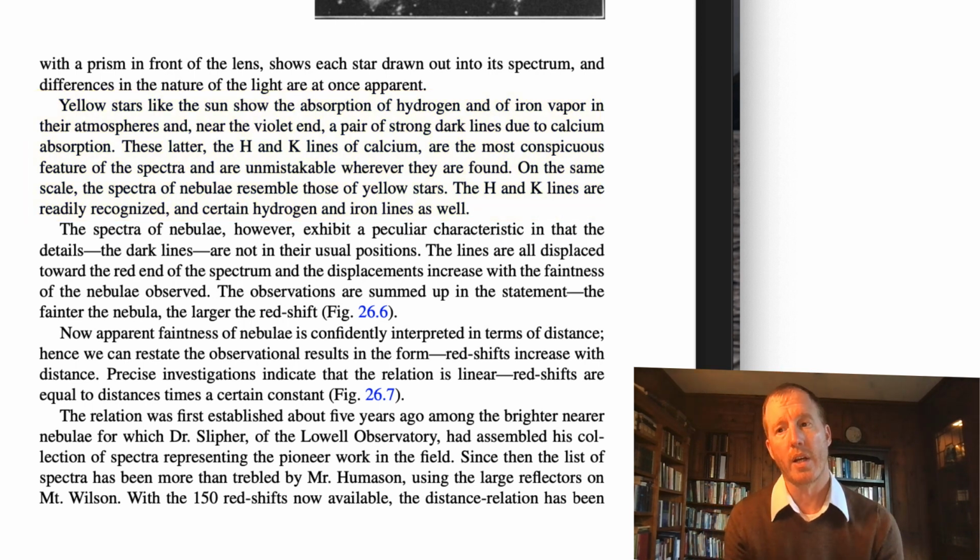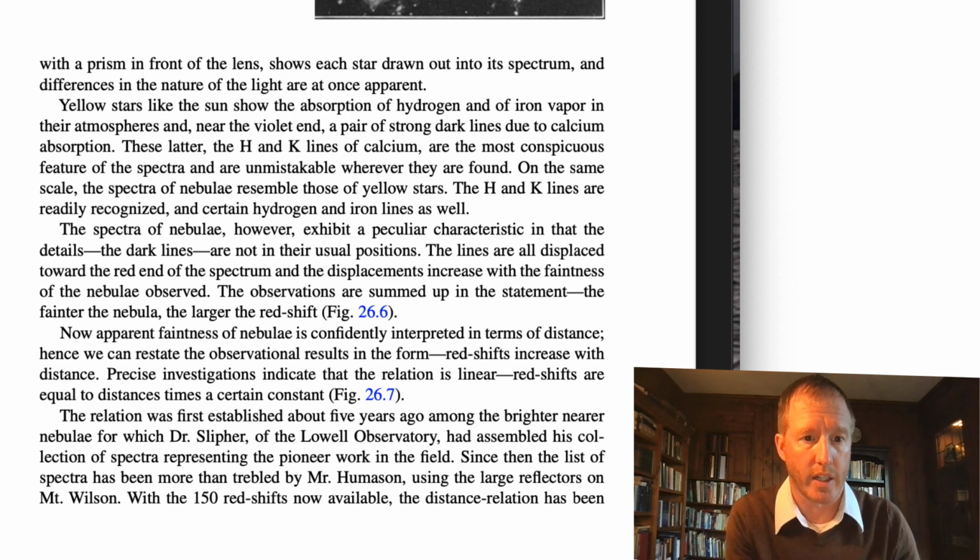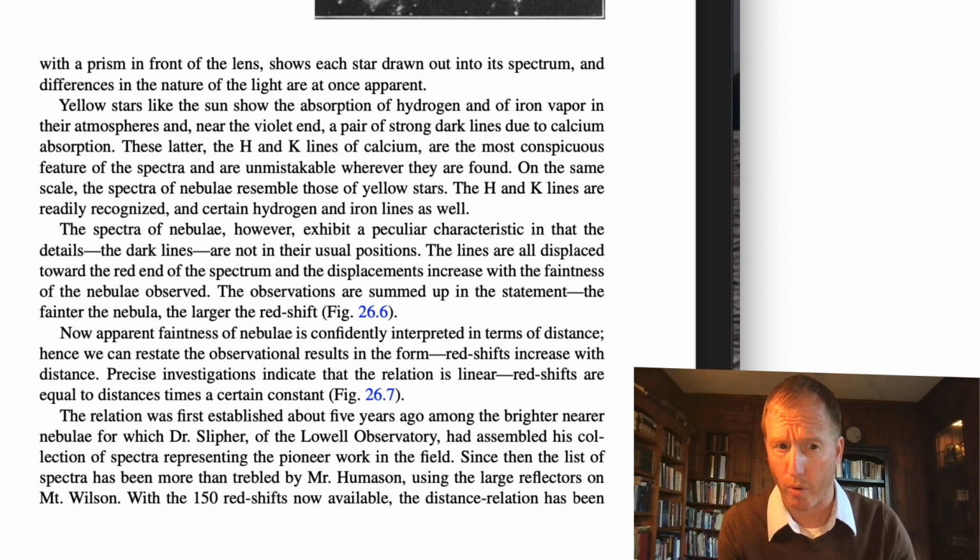So by looking at the spectrum of these nebula, they are basically a continuous spectrum, all the different colors, but with particular lines, a pattern of absorption lines that are easily recognizable, these H and K lines. And one can look and see the position of these H and K lines and measure the wavelength or the frequency of the light that's producing these H and K lines. And here is the important point in the next paragraph.